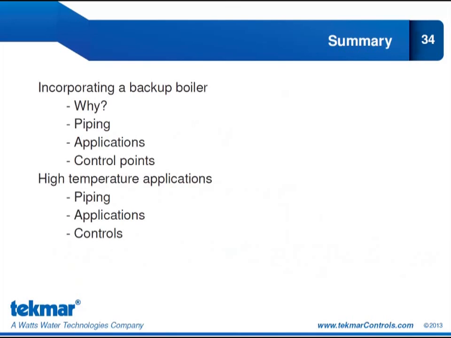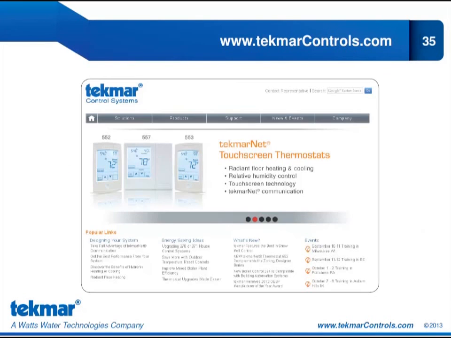We also looked at some high temperature applications that might require us to use a backup heat source, and those included snowmelt, domestic hot water, pool or spa, and high temperature terminal units. So for each of those examples, we looked at different piping arrangements, we looked at different applications, and how we can incorporate control into those applications. With the completion of this module, we've also come to the completion of our course for Advanced Heat Pump Control Training for Radiant Heating and Cooling Applications.